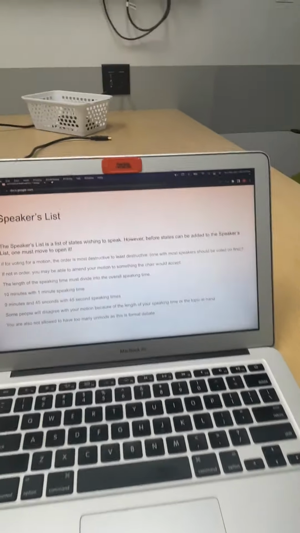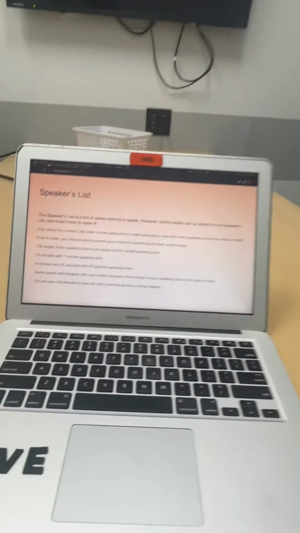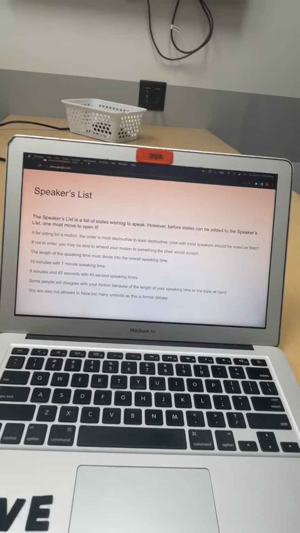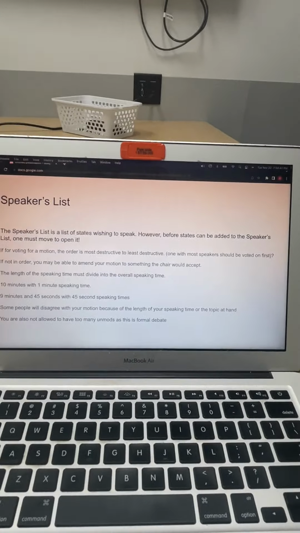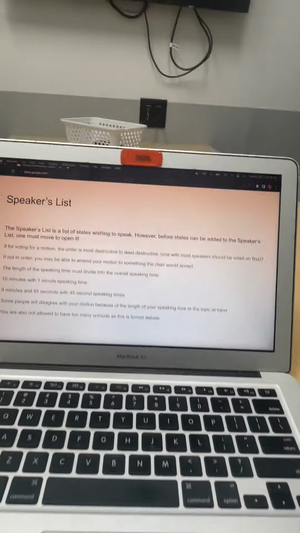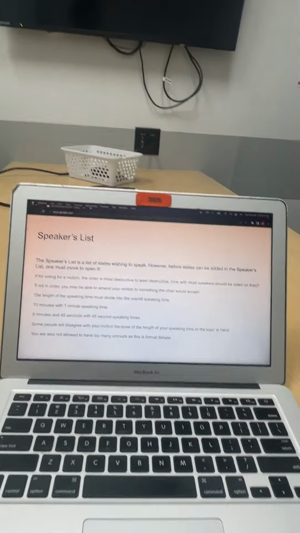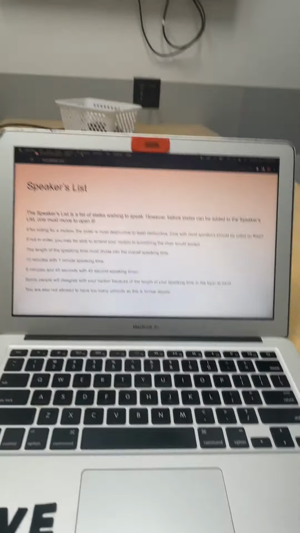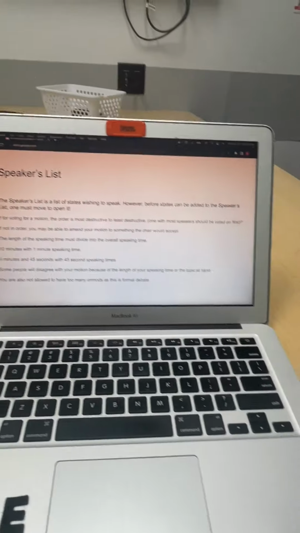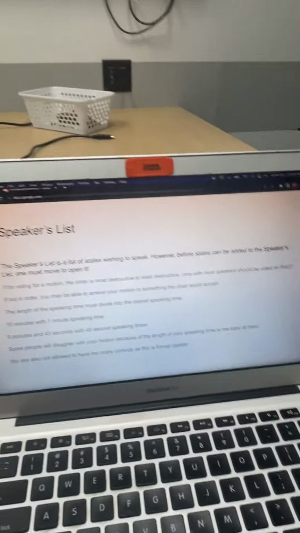Another example is 9 minutes and 45 seconds speaking time. That would work, since 45 seconds speaking time also works as well. People may disagree with your motion because the length of your speaking time is too long or too short, and they need to move faster or slower into moving into the resolutions, and they want to kill time. They don't need to kill time, depending on how fast the debate's going and how rigorous it is. And you're not allowed to have too many unmods, as I mentioned before, as this is formal debate.